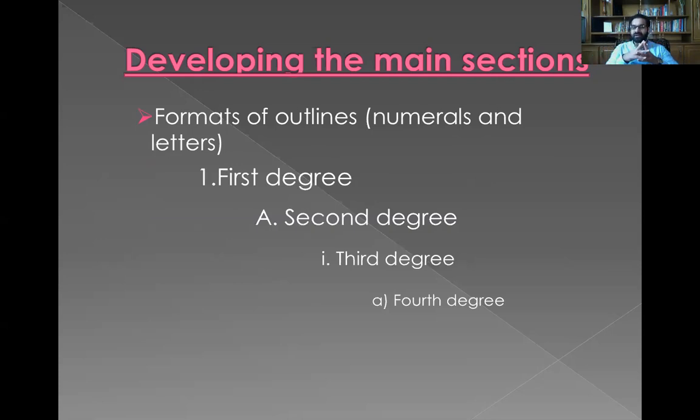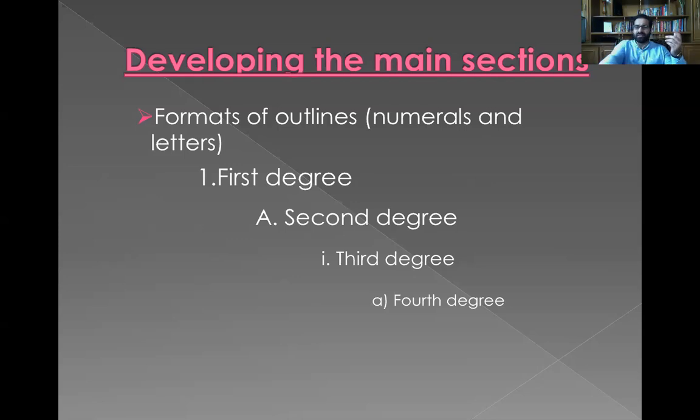and you can correctly understand with the font size as well. For example, first degree, in capitals, second degree, a little smaller than that, then the third degree and the fourth degree. I'll be giving a simple idea. You see, these are the formats of outlines. For example, how numerals and letters are to be put.